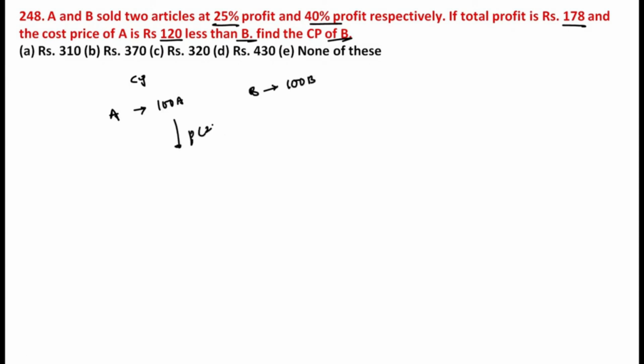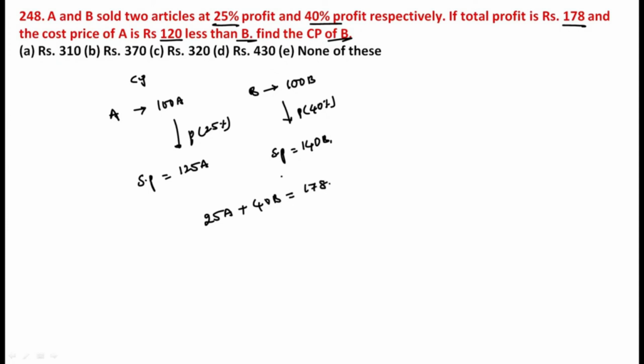Now the profit is equal to 25%. Definitely, now the selling price is exactly equal to 125A. Now the same, profit is equal to 40%. Now the selling price is equal to 140B. Now the total profit is equal to 25A plus 40B, exactly equal to 178 rupees. And you already know that the cost price of A, 100A, is 120 less than B, which means the difference 100A minus 100B is equal to 120, so the A minus B value is exactly equal to 1.2.